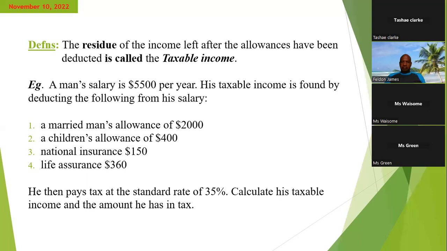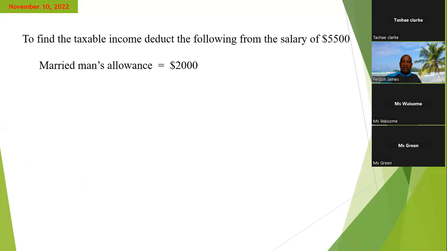Okay, sir, to get the allowance, you'd have to first add all of his allowances: the 2,000, the 400, the 150 and the 360. And I got 2,910. So that's the allowance, and then you subtract that from the 5,500, and you're going to get 2,590, which is the taxable income.